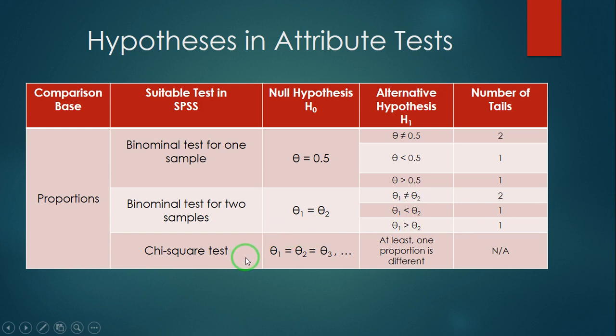And if you have two or more samples or two factors, you can use chi-square test in SPSS, and you can see that the null hypothesis here assumes that the proportions for all samples or all factors are the same, and it will be rejected if at least one proportion is different from the others.